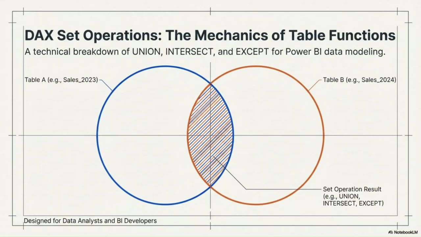Welcome. In this video, we'll understand how table functions like union, intersect, and except work in Power BI. These functions allow us to combine, compare, and manipulate tables logically, similar to set operations in mathematics and SQL. Understanding these concepts is critical for building advanced data models and complex calculations.